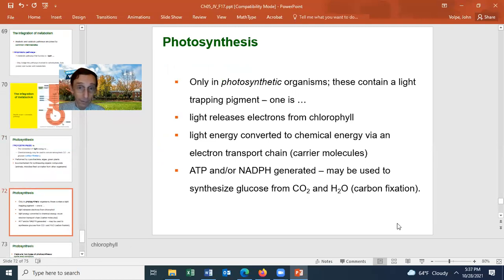Photosynthesis only occurs in photosynthetic organisms. They contain a pigment to trap light and then convert that light into energy. How they do that is they absorb a photon of light, and then that's absorbed by an electron, and then the electron starts flowing from the chlorophyll. And then that flowing of the electron is used to make ATP. And I'll show that in a little bit.